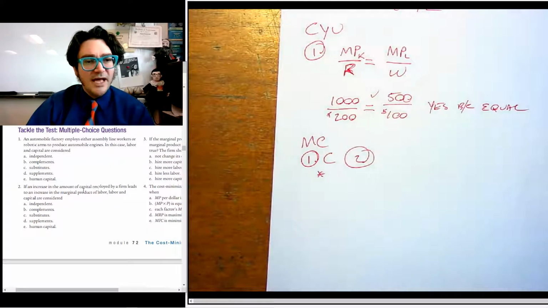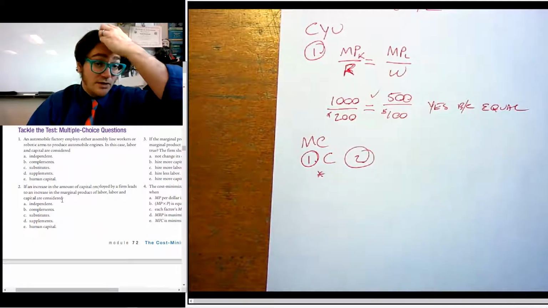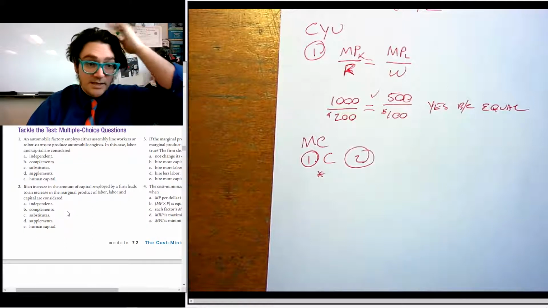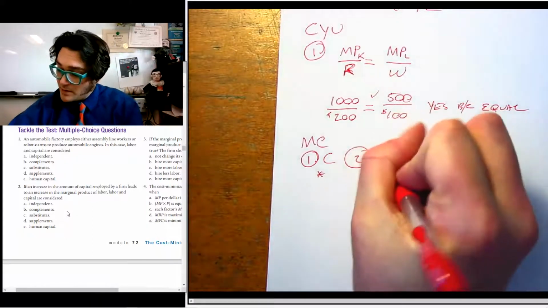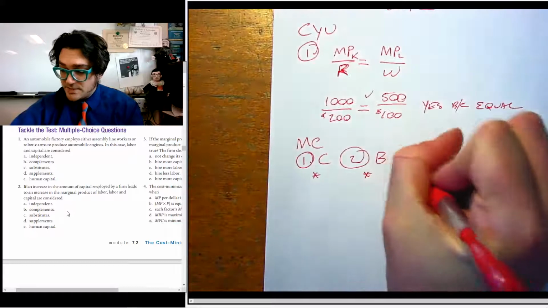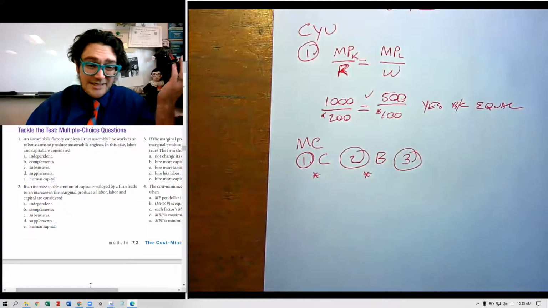An increase in the amount of capital employed by a firm leads to an increase in the marginal product of labor. Labor and capital are considered complements. They're used together. So that's B. Again, not going to appear on the quiz.